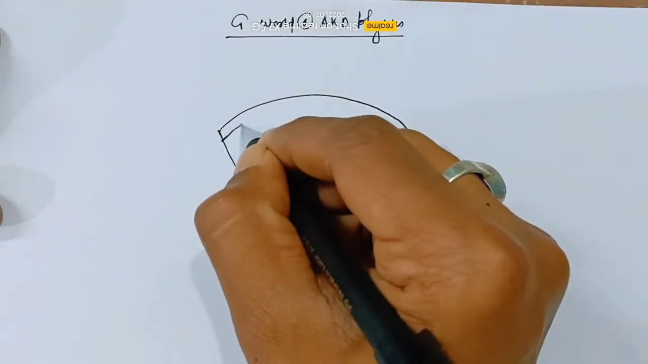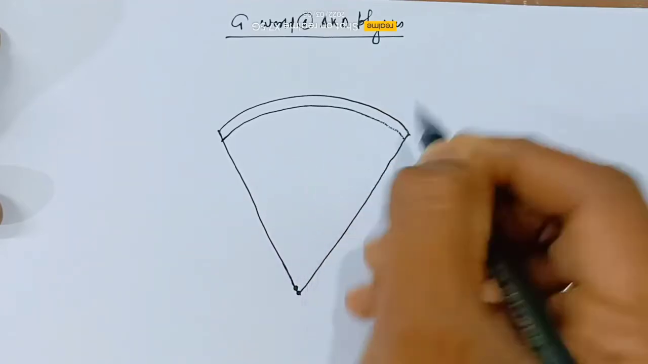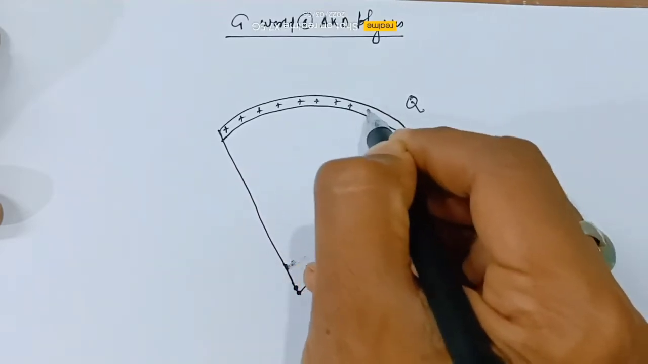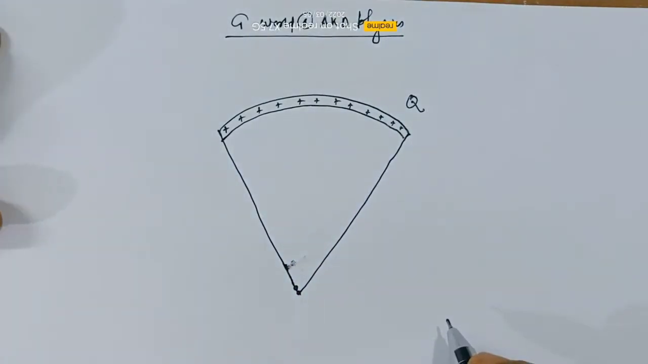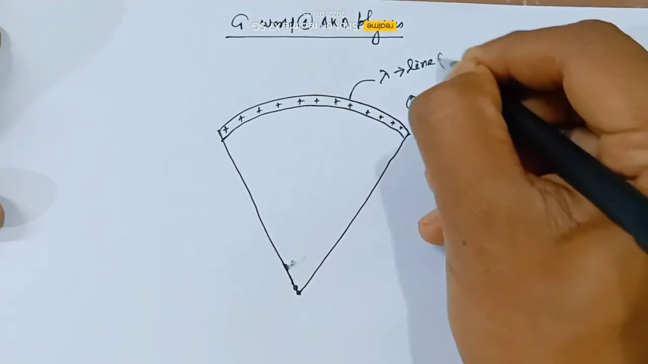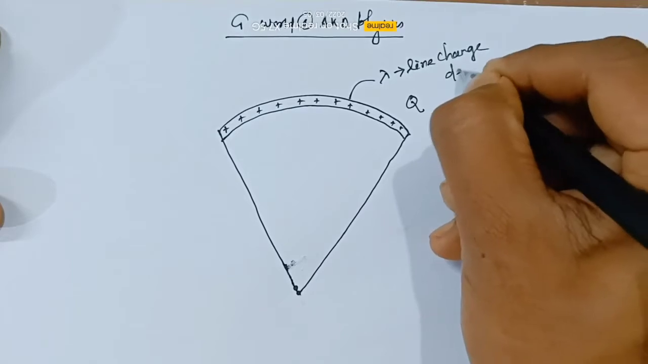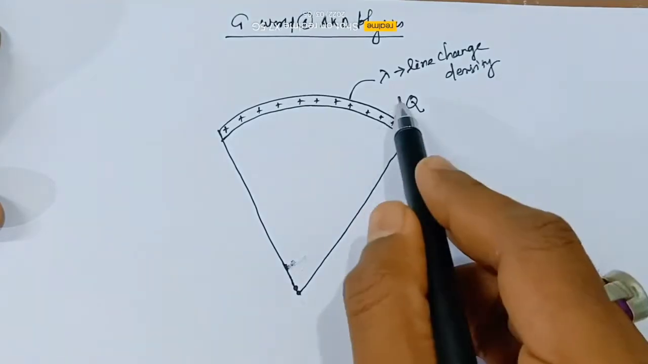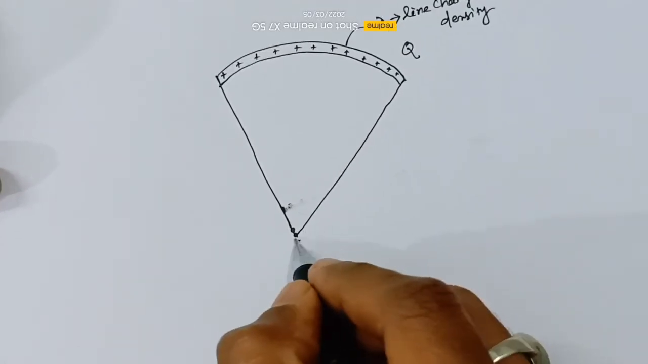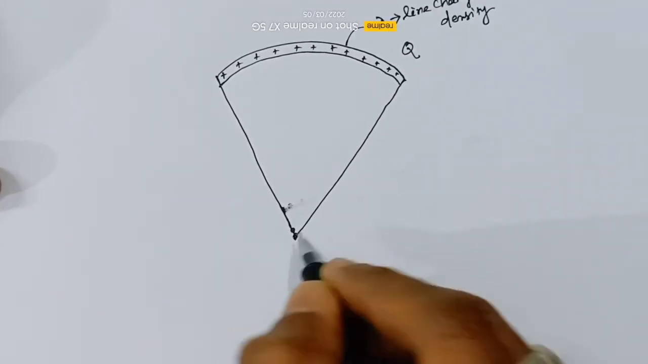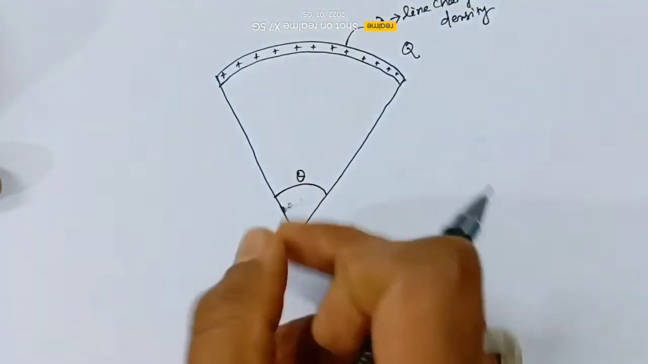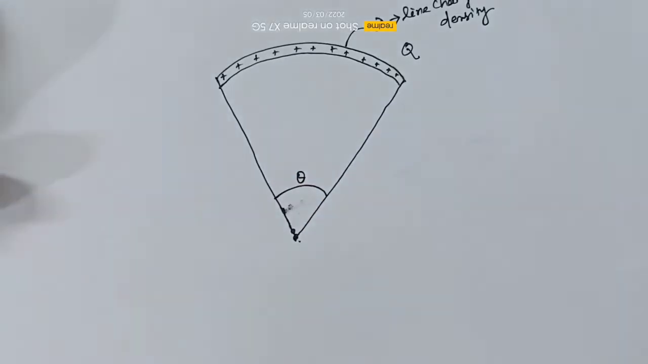Charge Q is uniformly distributed over this circular arc. Positive charge Q is uniformly distributed on the arc, and lambda is the line charge density. We need to find the expression of the electric field at the center of this circular arc. This arc subtends an angle theta. This total angle is theta.